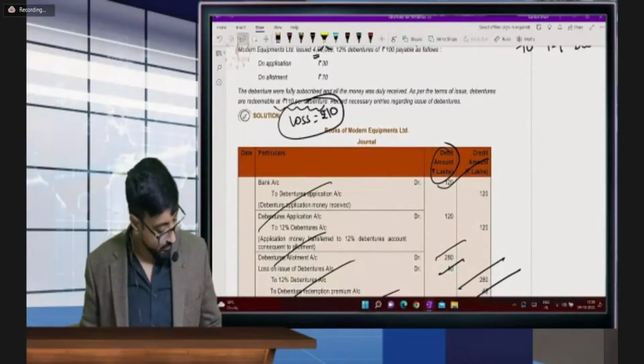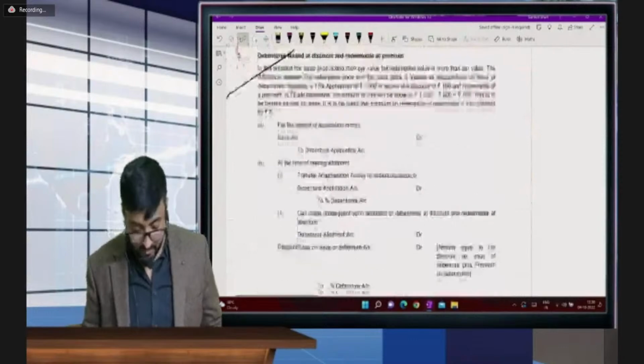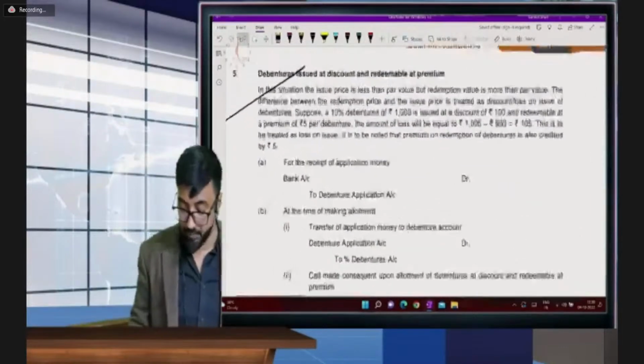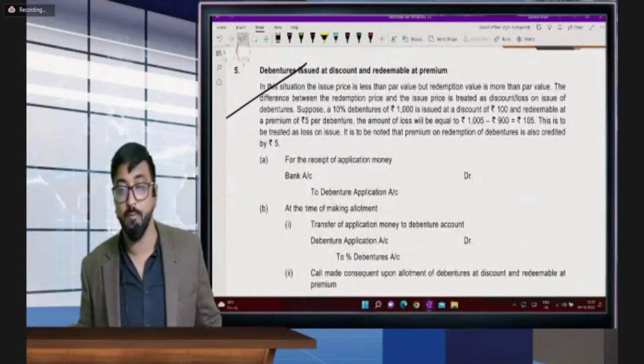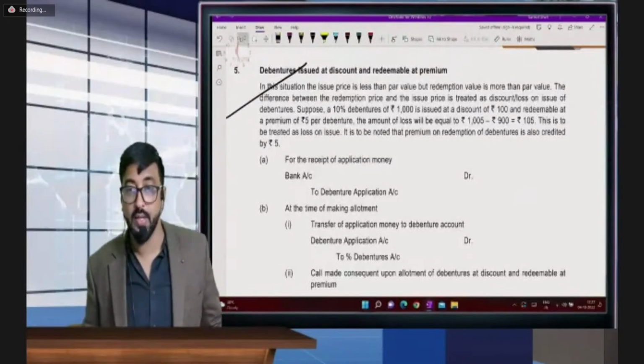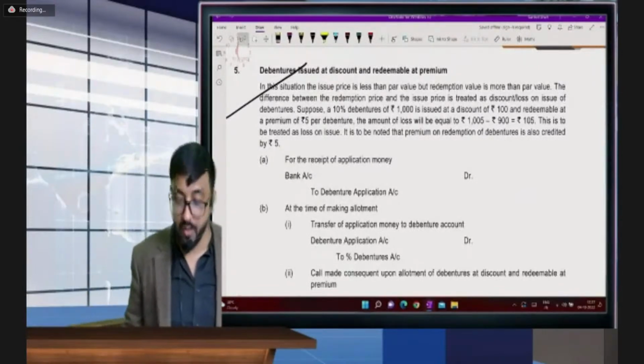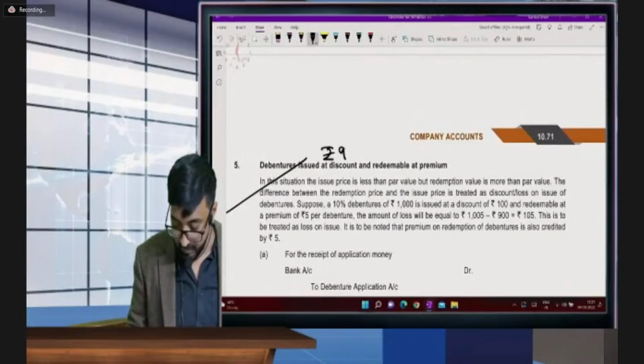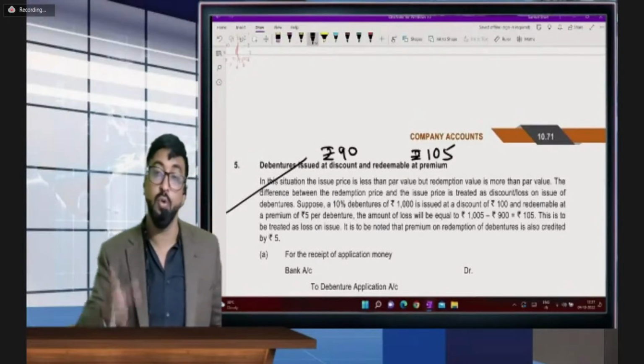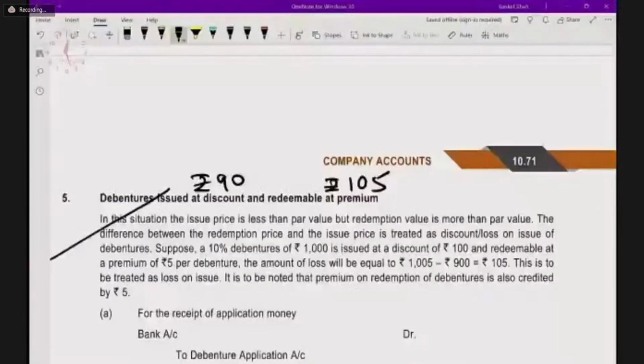Okay. Easy. Fifth one. Now you only tell me for fifth one. Chalo, you create one example. Debentures issued at discount, 90 and paying back 105. You only tell me. Chalo, entries one by one. Tell me entries, 90 and 105. Waiting for your answer.